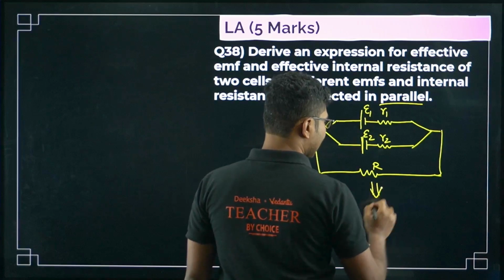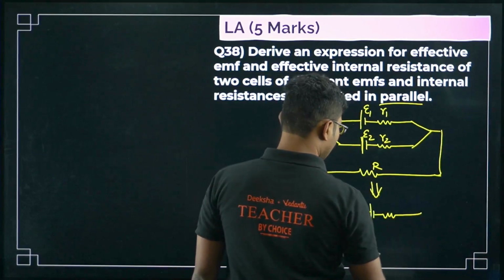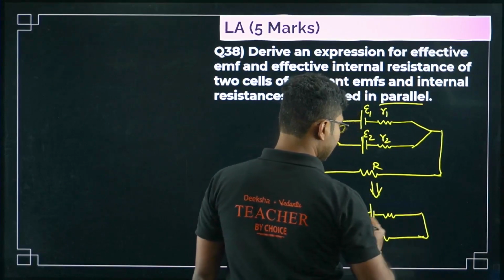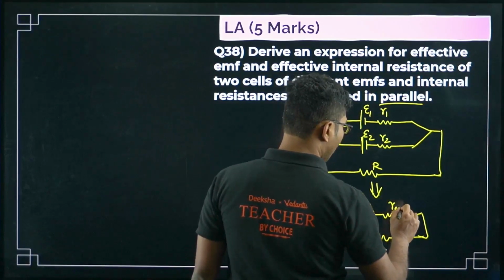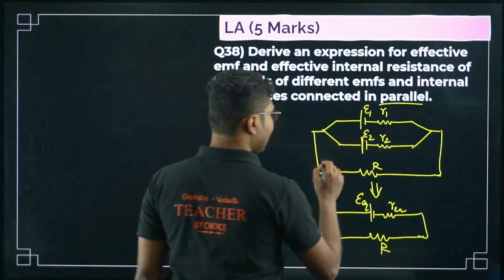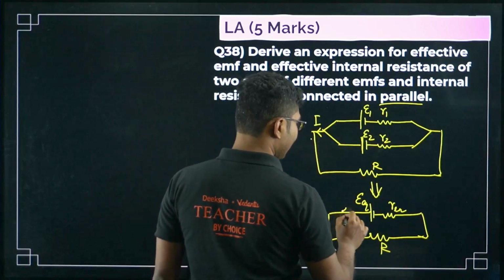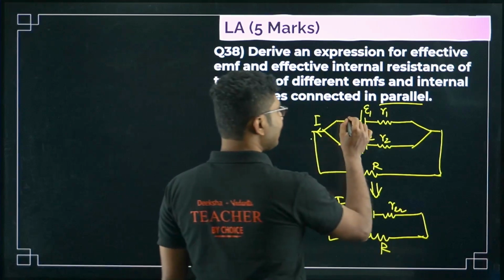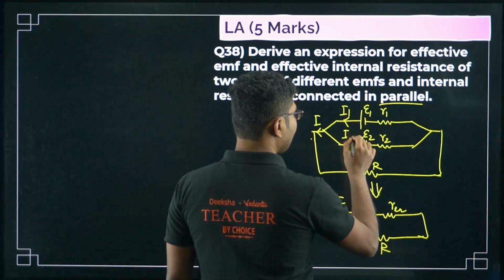And the equivalent circuit for this will be only one internal resistance, only one EMF source, but the external resistance will remain the same. And if the current in the circuit, say, is I, the same current will be there in the equivalent case as well.